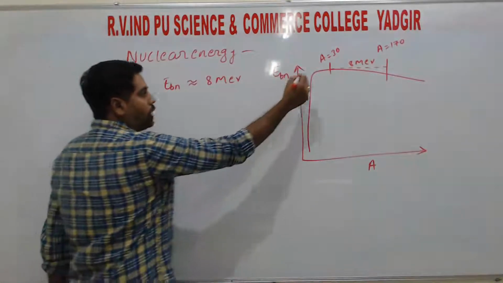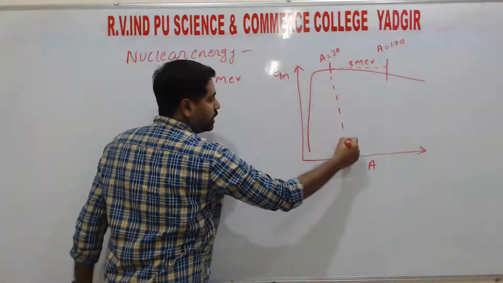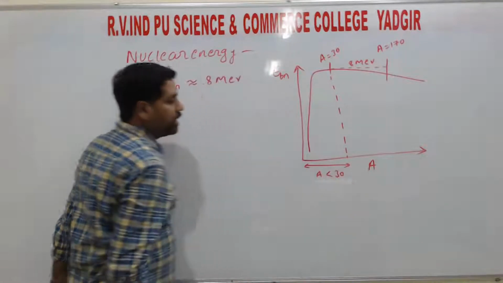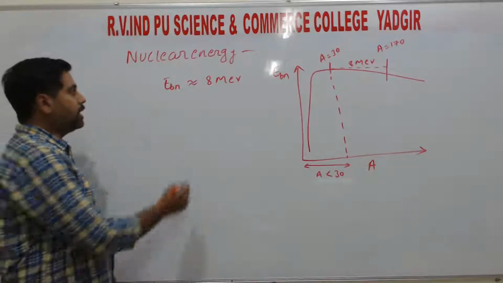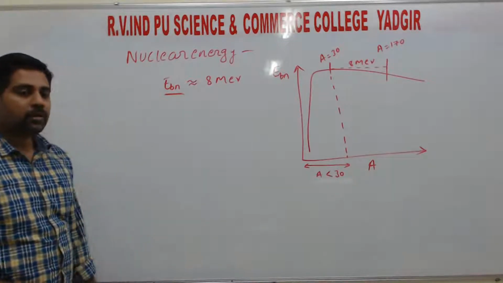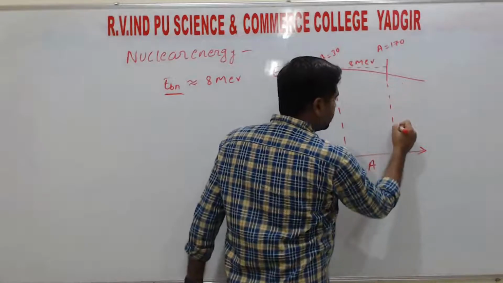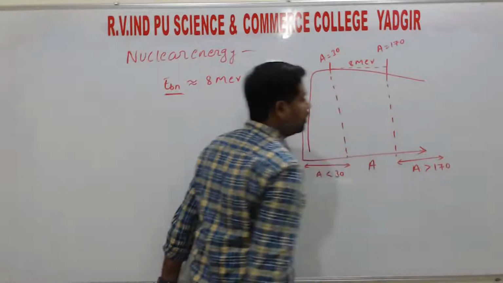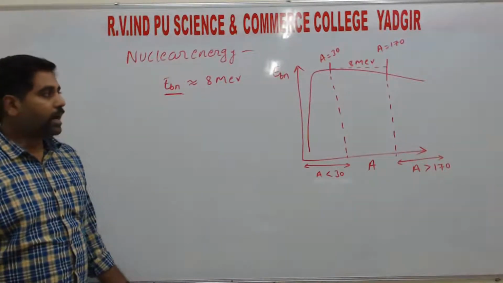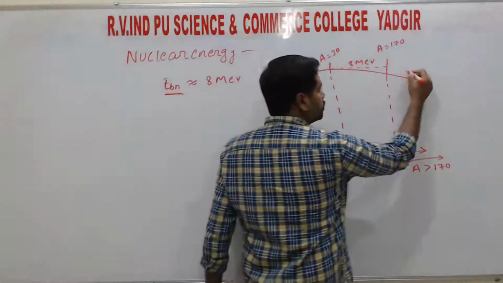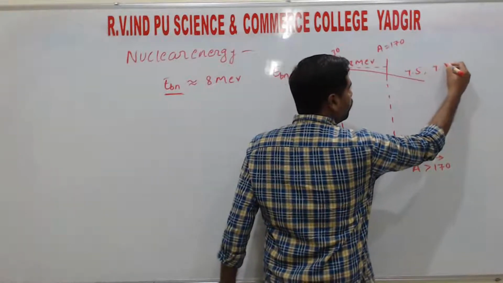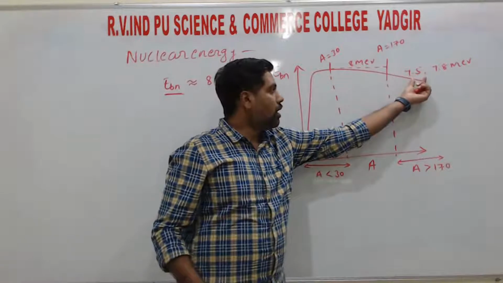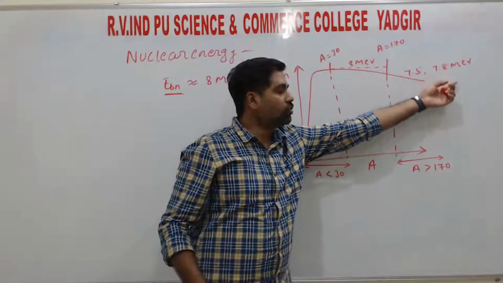right? So the mass number A which is less than 30 has the lowest specific binding energy, right? Then the mass number which is greater than 170 also has less binding energy. That means here the value reaches 7.5 or 7.8 mega electron volt. So compared to this value, the specific binding energy here decreases.